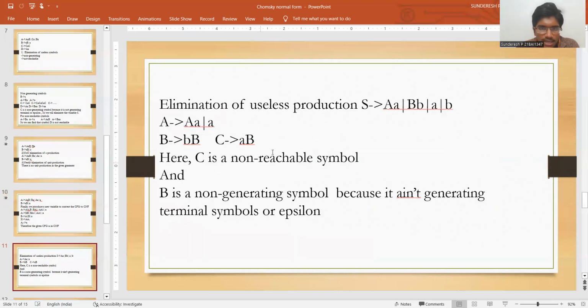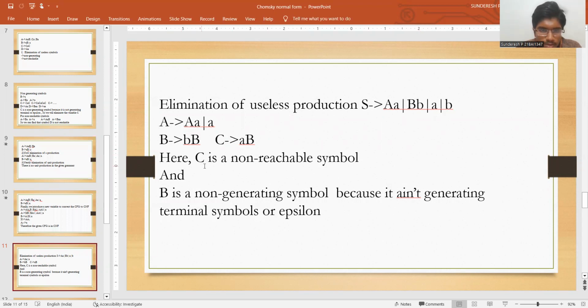Now, let me take a simple example to illustrate the elimination of the useless production. Here, we have 4 sets of production: S, A, B, and C. In this question, C is a non-reachable symbol because S does not produce C, and A does not produce C, and B does not produce C. So we eliminate this one.